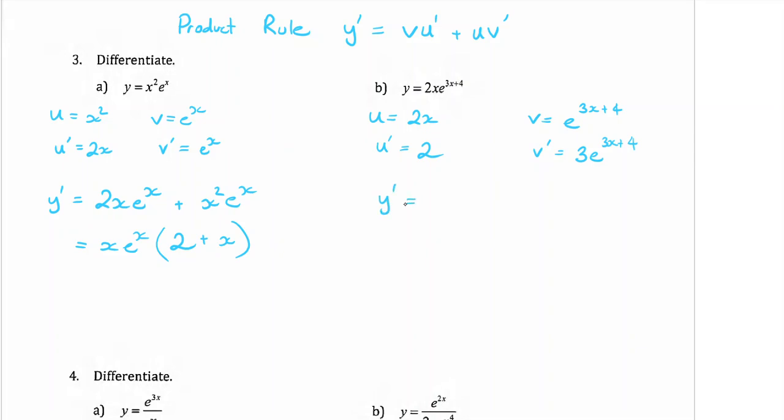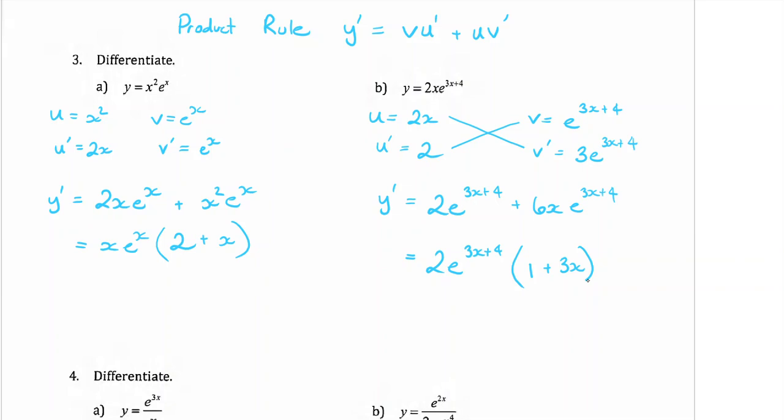y dash equals vu dash, checking that diagonal, going across here. We're doing 2 times the e to the 3x plus 4. Then timesing the u with the v dash, we have 2 times 3, which is 6x e to the 3x plus 4. Okay, again, happy with that answer? Or you could factorize it. So you could bring out a 2e to the 3x plus 4, which would leave a 1 plus 3x.